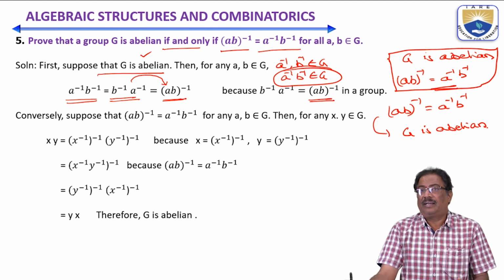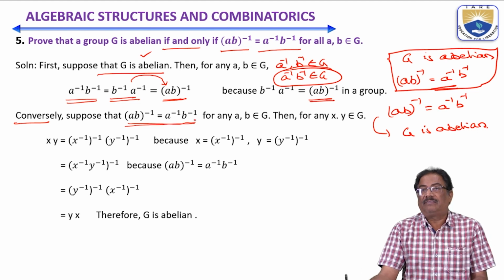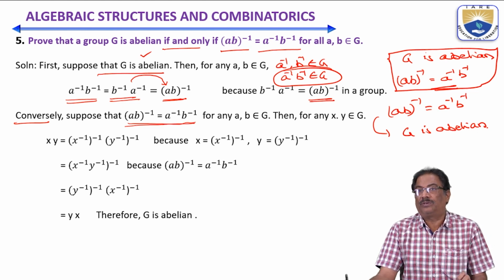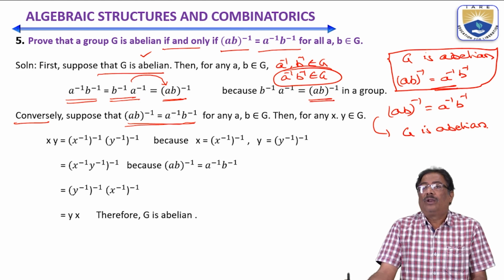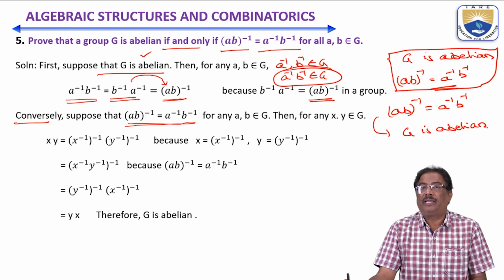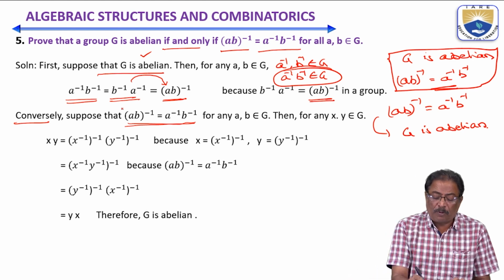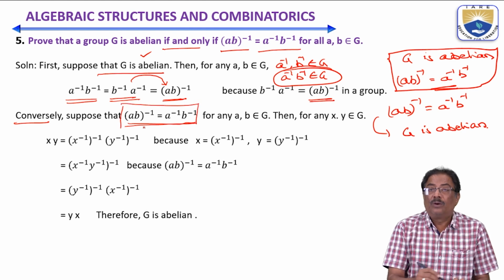Okay, this is the if condition. Next, the only if condition. Conversely, we consider (AB) whole inverse is equal to A inverse B inverse, and we are going to prove that G is an abelian group. For that, this given property we have to use.